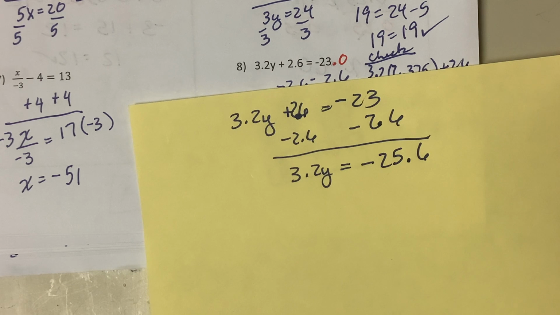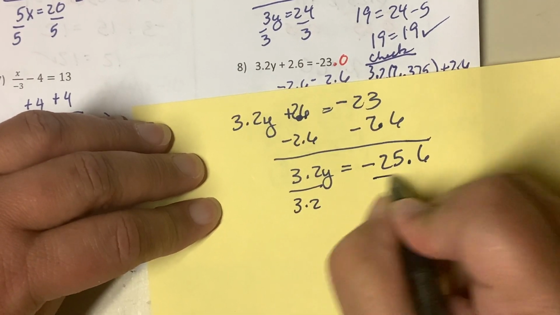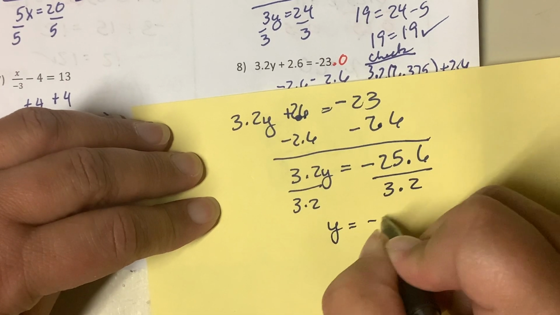Hey, Siri. What is negative 25 and 6/10 divided by 3 and 2/10? It's negative 8. Thank you. So when I divide by 3 and 2/10, I should get y equals negative 8.